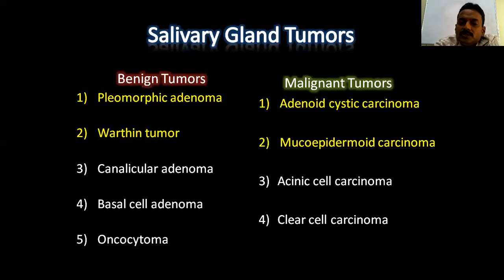The most important of the benign tumors are pleomorphic adenoma, Warthin's tumor, canalicular adenoma, basal cell adenoma, and oncocytoma. I repeat, the benign tumors are pleomorphic adenoma, Warthin's tumor, canalicular adenoma, basal cell adenoma, oncocytoma. Coming to the malignant tumors, they comprise adenoid cystic carcinoma, mucoepidermoid carcinoma, acinic cell carcinoma, and clear cell carcinoma.